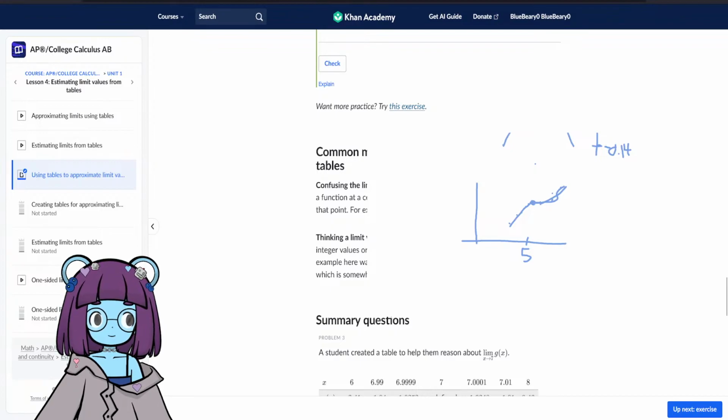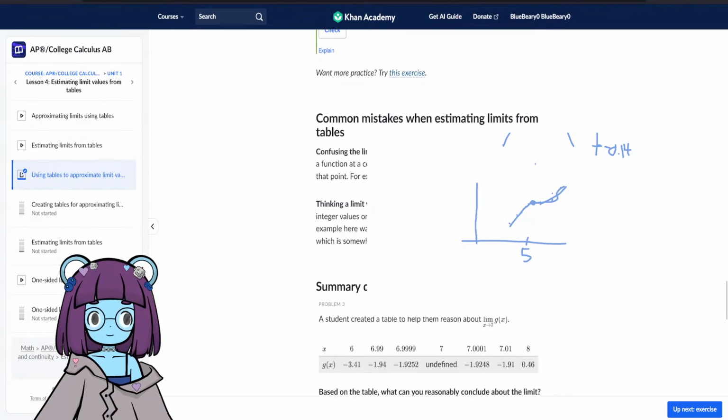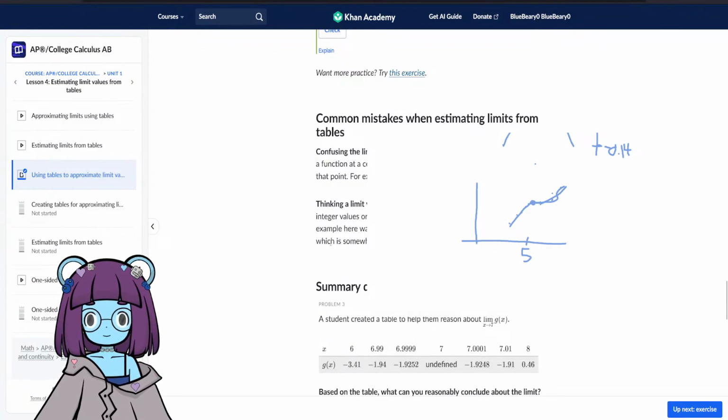Thinking a limit value is always an integer. Some limits are nice and have an integer value or nice fraction values. For example, the limit to our first problem, our first example here, was 0.25. Some limits are less nice, like the problem in 2, which is somewhere around 3.68.